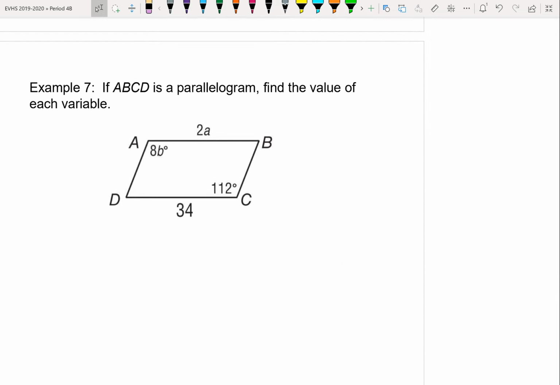If ABCD is a parallelogram, find the value of each variable. Well, I know that opposite sides are congruent, so 2A has got to equal 34. Dividing through gives me A equals 17. We also know that opposite angles are equal, so angle A is congruent to angle C. Therefore, 8B is equal to 112. Divide 112 by 8, and we get 14.